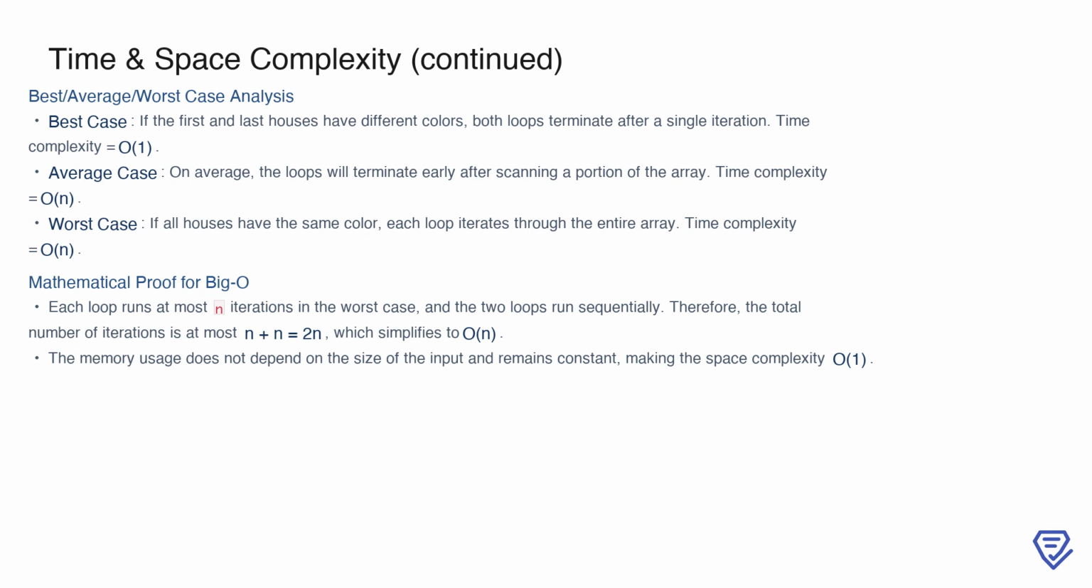To mathematically confirm the big O notation, note that each loop runs at most n iterations, and since they execute one after the other, the total number of iterations is at most 2n. This simplifies to O(n), consistent with our earlier analysis. The space complexity remains O(1) throughout since memory usage does not depend on the size of the input.